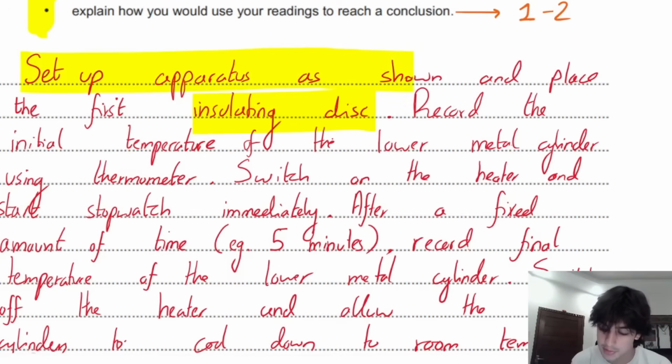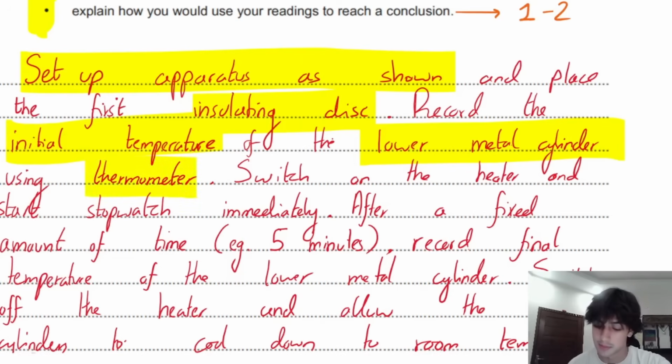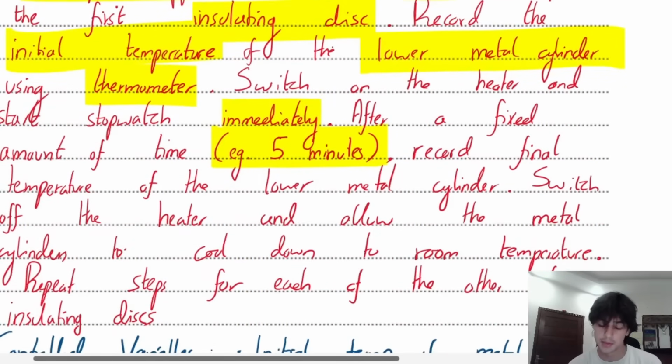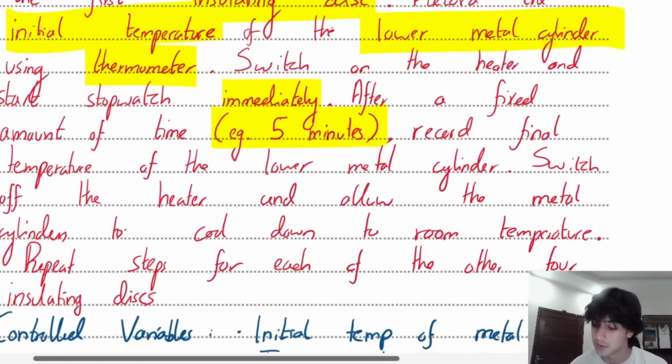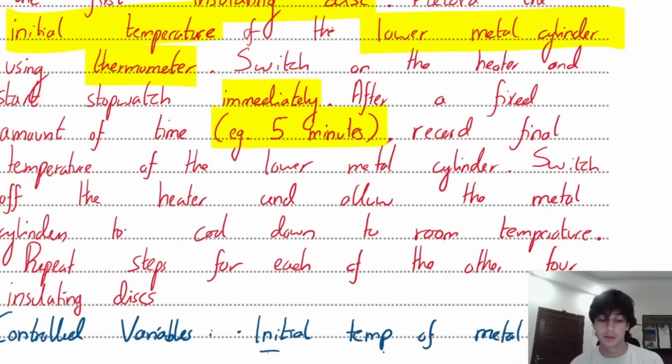Again, set up apparatus as shown. Okay, so keep that in mind. Record the initial temperature of the lower metal cylinder, because that is the one we are investigating, using a thermometer. Whenever we investigate something, always include the apparatus that we're using. Switch on the heater and start stopwatch immediately after a fixed amount of time. Not even suggested, but I personally like giving and mentioning that, you should have 5 minutes, so the examiner knows that you're the real deal.